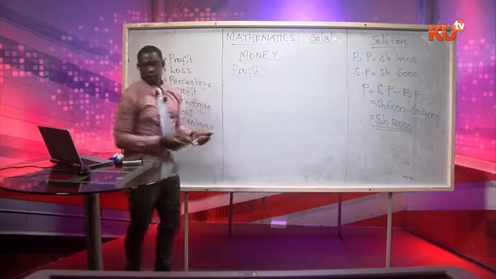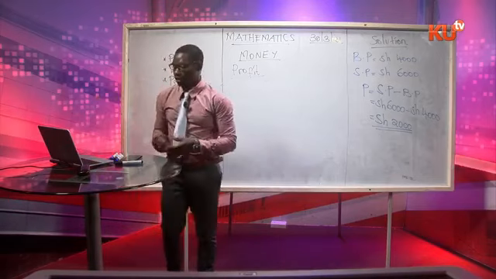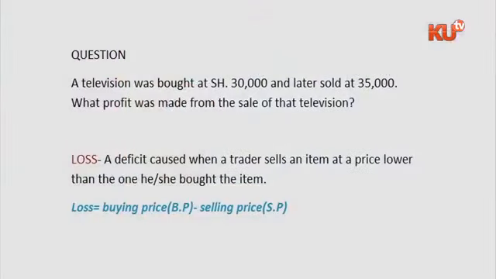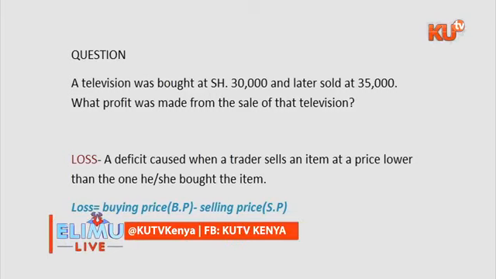It's being displayed on your screens. So a question for you. A television was bought at 30,000 shillings and later sold at 35,000 shillings. What profit was made from the sale of that television?